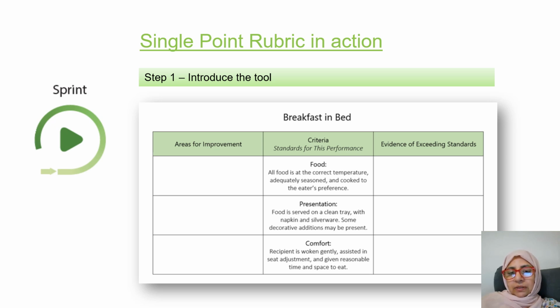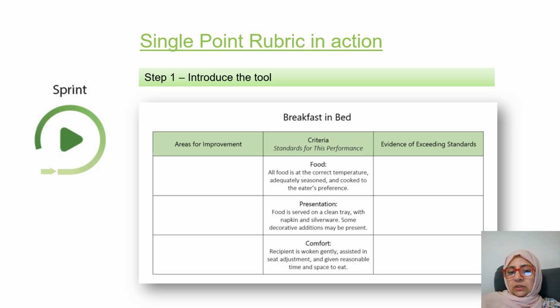So, for example, breakfast in bed: all food must be at the correct temperature, adequately seasoned and cooked to the eater's preference, etc. Food is served in a clean tray with napkin and silverware, and some decorative additions may be present. And then the recipient is woken gently, assisted in seat adjustment, and given reasonable time and space to eat.